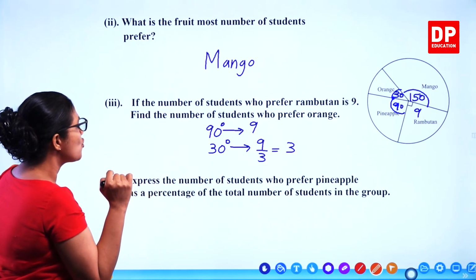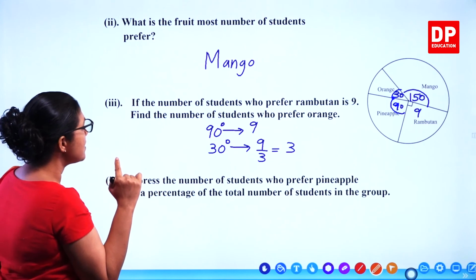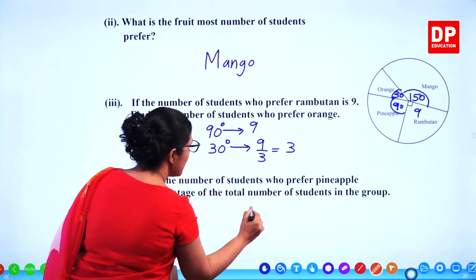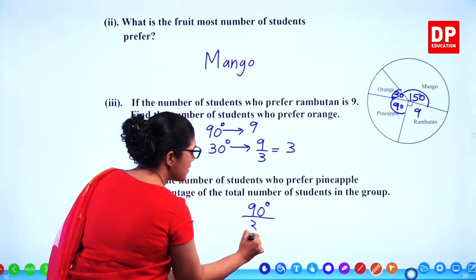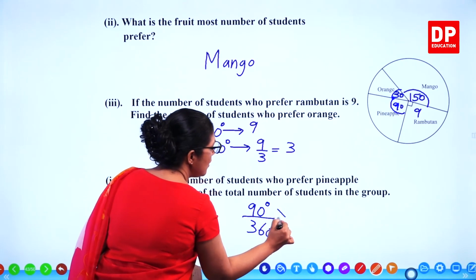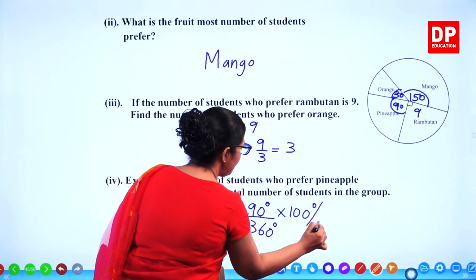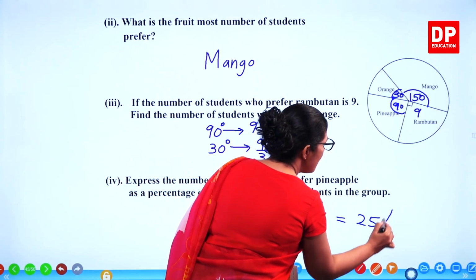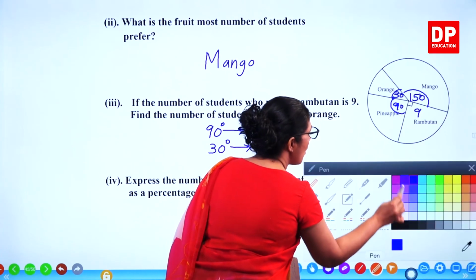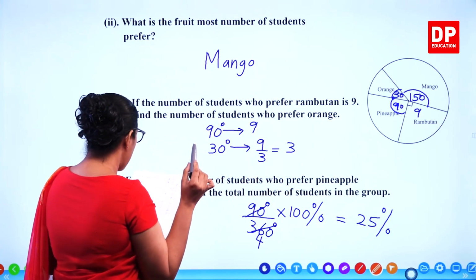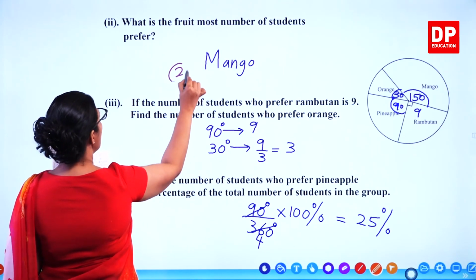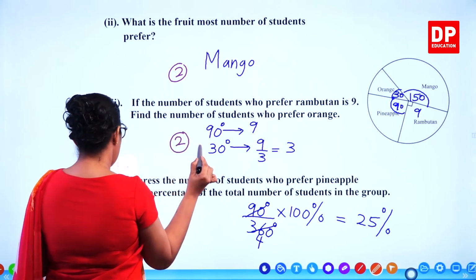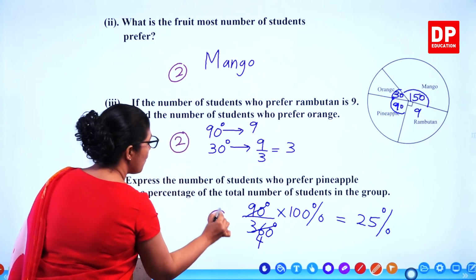Express the number of students who prefer pineapple as a percentage of the total number of students in the group. So pineapple, that's 90 degrees. 90 degrees out of 360, you can easily get the angle into 100%. You get 100 divided by 4, that's 25%. So how many marks for that? So you are getting 2 marks for this part and 2 marks for this and 3 marks for the final one.